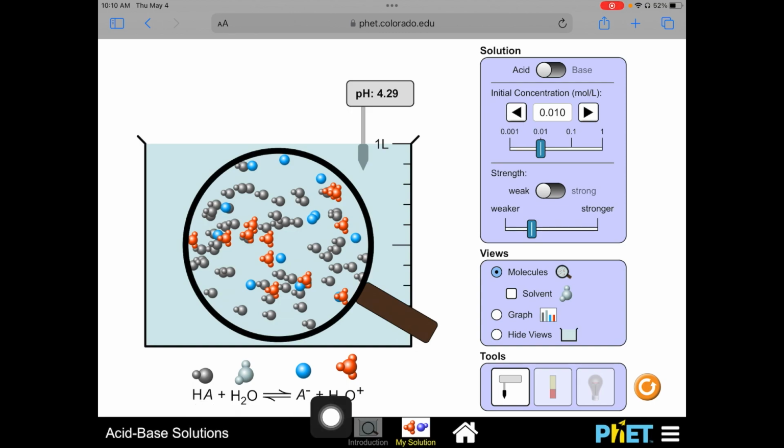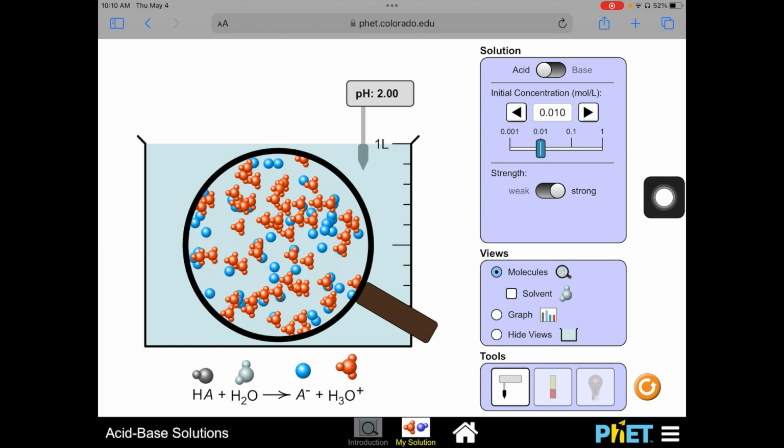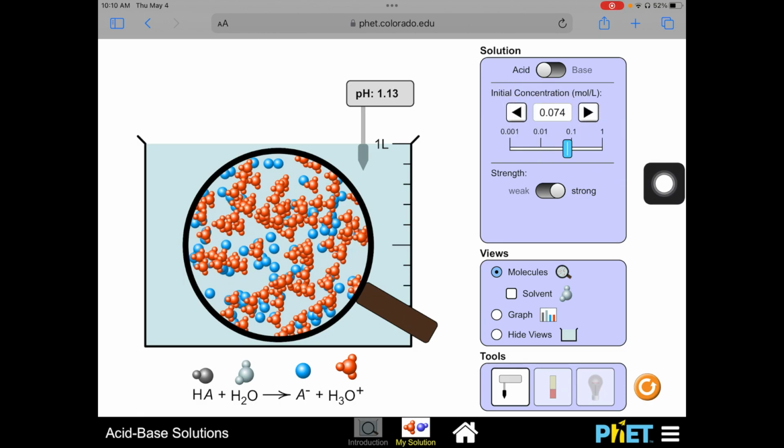apart as much. Now, when I flip this right here, you can see that this now becomes what we call a strong acid. It is completely broken apart. The only way to decrease the pH of this is to increase the concentration. So if I increase the concentration, you'll notice there just happens to be more ions that show up there.